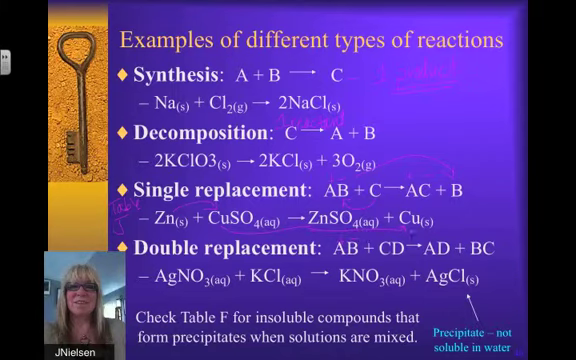Double replacement, this is plus minus, plus minus, plus minus, plus minus. So plus hooked up with minus, AD, and plus This is written backwards. This is written backwards. It should be CB. C is the plus and it hooks up with the minus. We always write the plus first, then the minus. And then it says check for table J, F for insoluble compounds. We haven't talked about that. We're going to talk about it in the next unit.